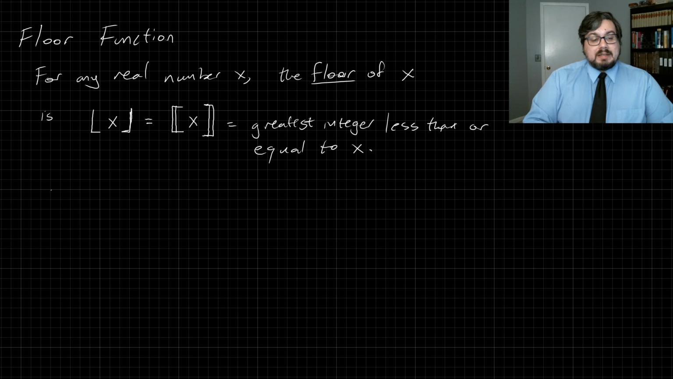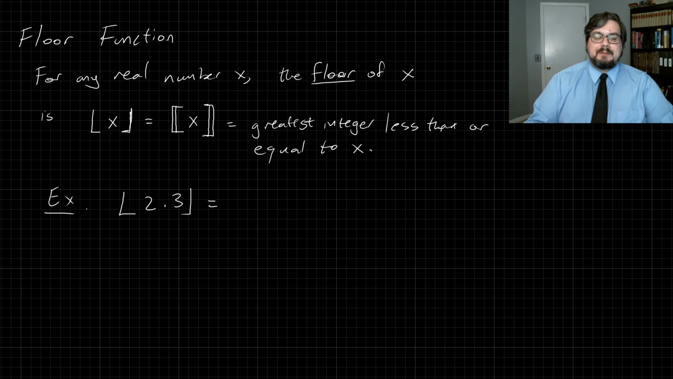So, for example, let's look at a few examples of this. If I look at the floor of 2.3, that's going to be the largest integer that is less than or equal to 2.3. So I know that 2 is less than or equal to 2.3, but 3 isn't. And so this is going to be 2.